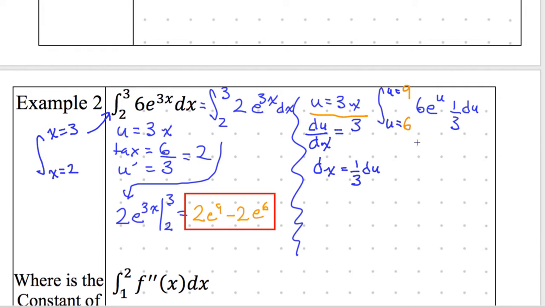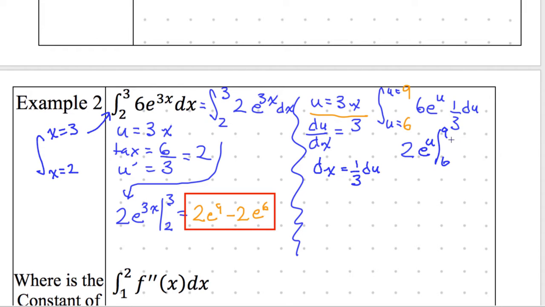Okay, so now I'm going to take the antiderivative. My antiderivative is going to be, well, this simplifies to 2 because 6 divided by 3. So my antiderivative is 2e to the u, evaluation bar between 6 and 9.